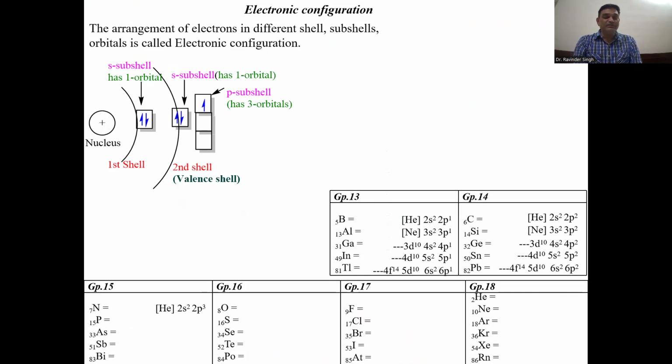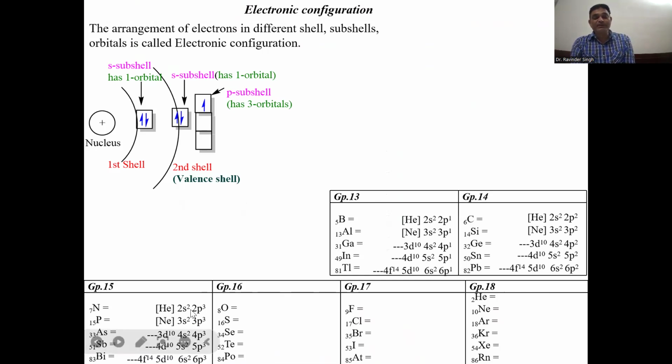The configuration is 1s2 2s2 2p3, meaning one more electron in comparison to carbon because they are second period elements. The valence configuration for phosphorus, in place of 2s2 2p3 of nitrogen, we just increase the number of the shell: 3s2 3p3. For arsenic, 4s2 4p3. For antimony, 5s2 5p3. For bismuth, 6s2 6p3. In the same way, we'll write the configuration for oxygen.